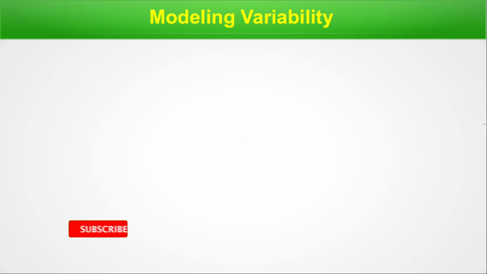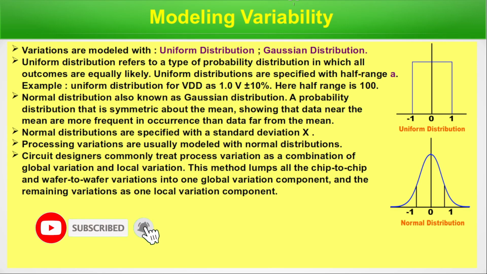Modeling variability. Let's talk a little bit about how variations are modeled with uniform distribution or Gaussian distribution. Uniform distribution refers to a type of probability distribution in which all outcomes are equally likely. Uniform distributions are specified with half range A. Here we have taken an example, VDD as 1 volt plus minus 10%. We are defining it as a uniform distribution of 1 volt plus minus 10%. Here the half range is 100 millivolts.